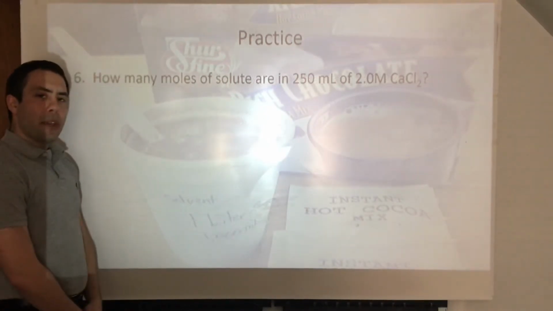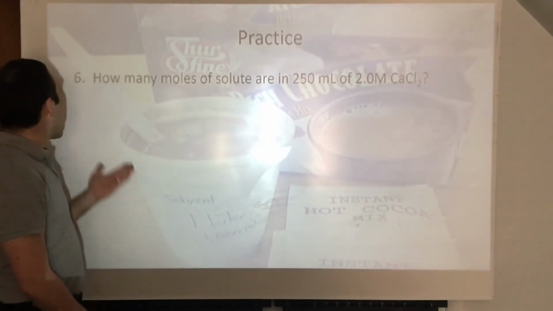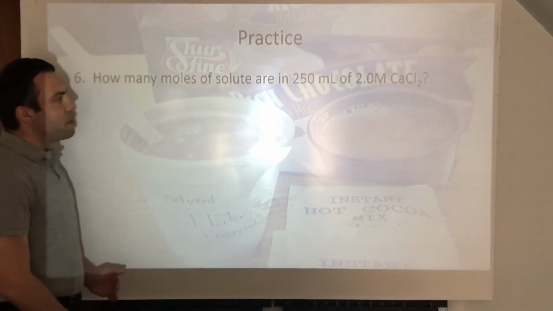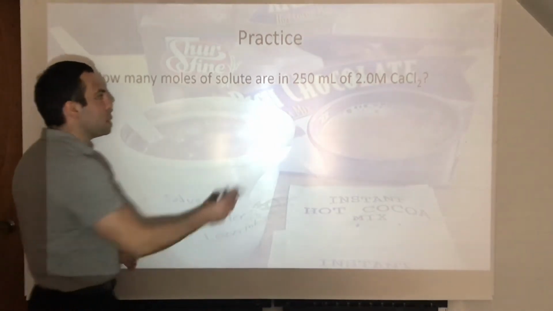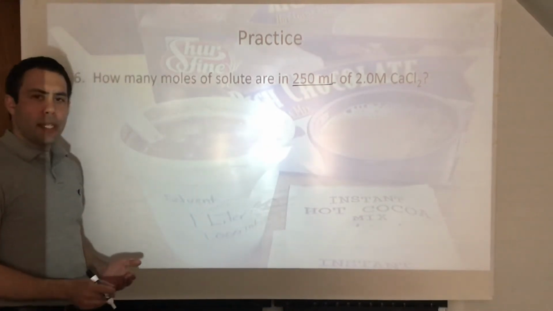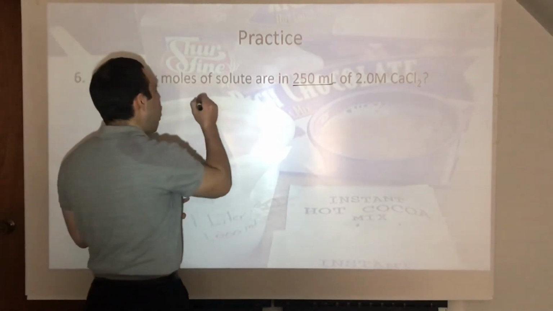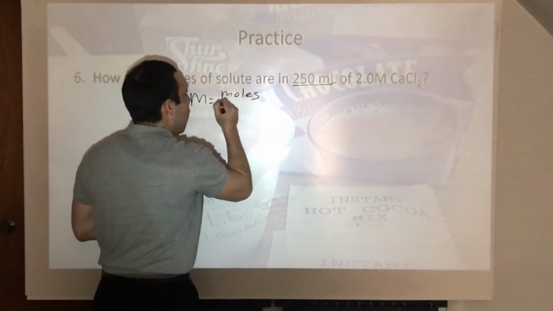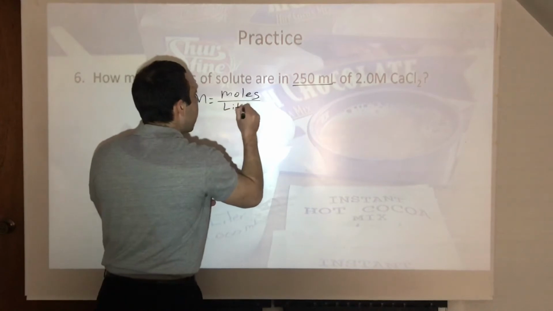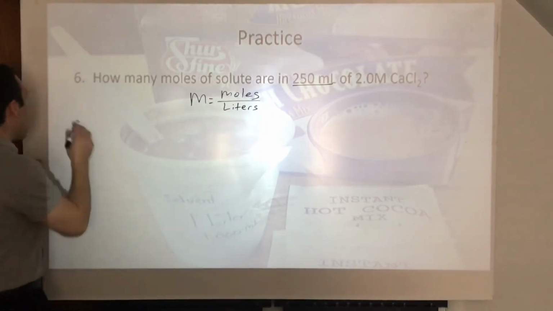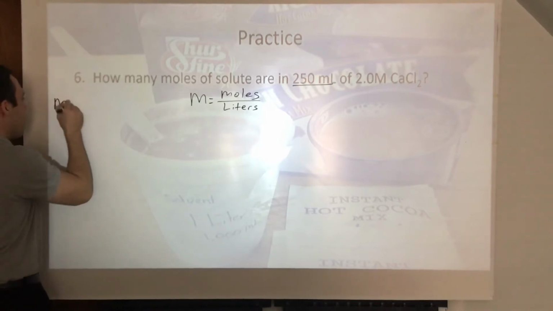For this next problem, there's an added wrinkle. Question number 6 states, how many moles of solute are in 250 milliliters of 2.0 molar CaCl2? Before we get started, we have to write down our formula. Capital M equals moles over liters. Secondly, we write down all of our known and unknown variables.